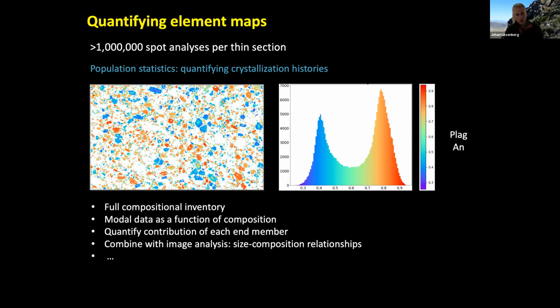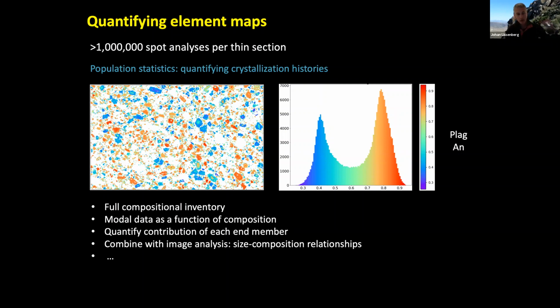You can also get modal data as a function of composition. So you can make phase maps for the different compositional steps that are present in crystals and in the sample. And so look at the evolution of compositions as a function of progressive crystallization, which brings the time element in the PTX evolution. You can then use the histograms and the quantitative data to quantify the contribution of each of the different end members, each of the different steps that you've identified.